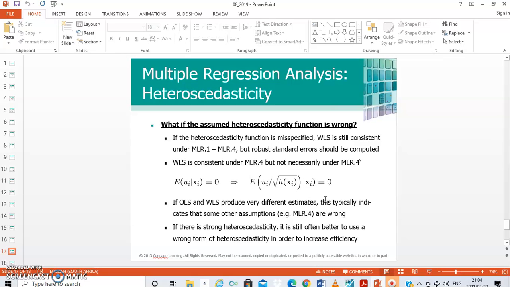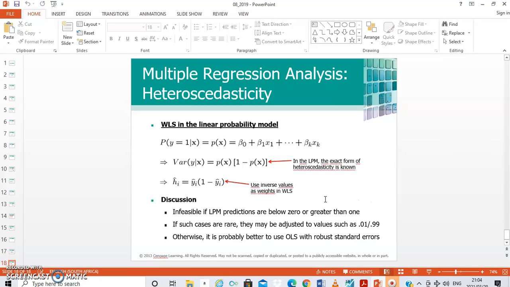The other thing is that if there is strong heteroscedasticity present in the model, then it's always better to use the wrong form so that you can increase the efficiency, because the right functional form will actually decrease the efficiency of the estimators. And that's why we go with the wrong, not the functional form of the model, but the functional form of heteroscedasticity that we are dealing with, whether it's multiplicative or not multiplicative or whatever the case is.